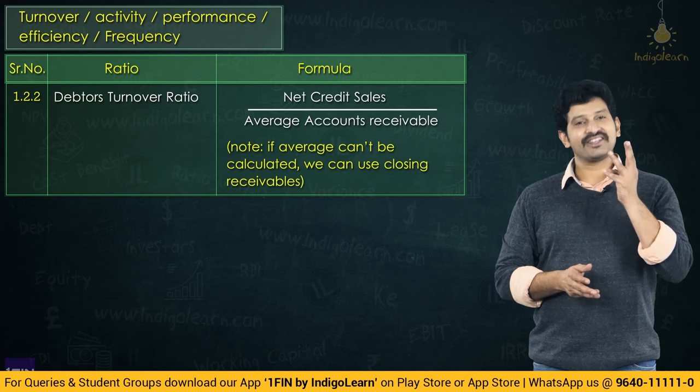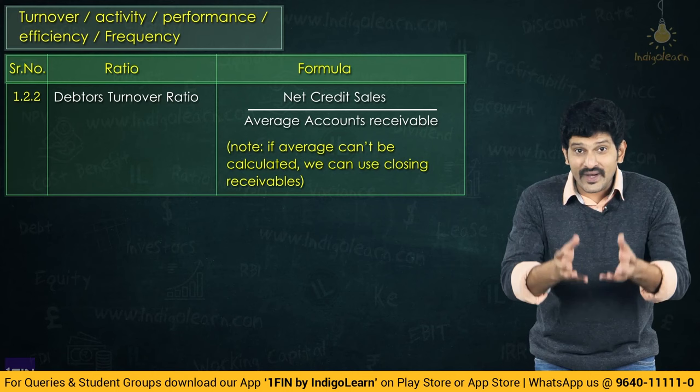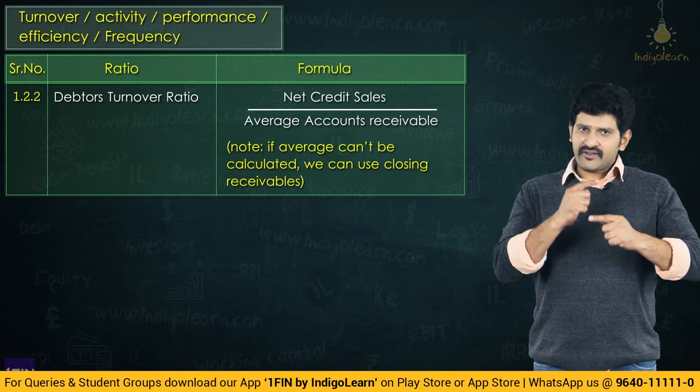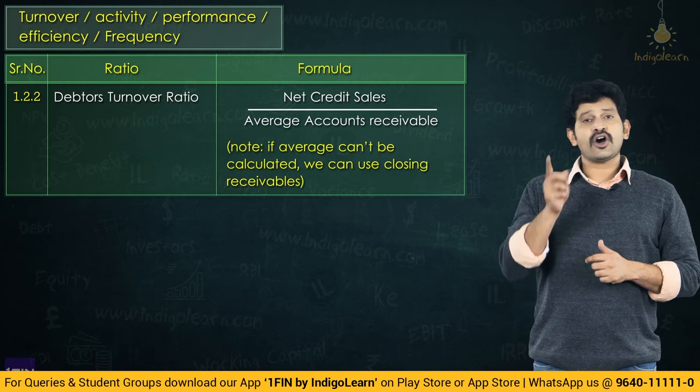So, how do I get this? See, if you want it in months, we will say 12 months divided by debtor turnover ratio, or 365 days divided by debtor turnover ratio, which will also give us the frequency of collecting the debt, and this is why we call them frequency ratios also. Therefore, can we now write one more formula for debt collection period? Now, what is the formula of debtor turnover ratio? We said credit sales divided by average debtors. And we said debt collection period is 12 months or 365 days divided by debtor turnover ratio.